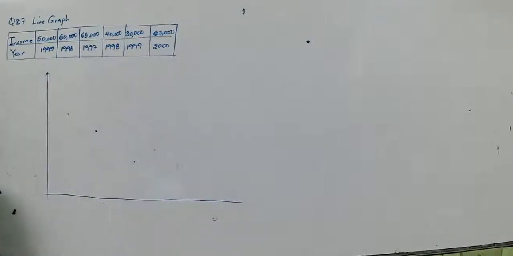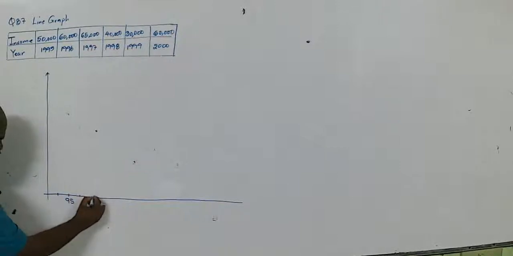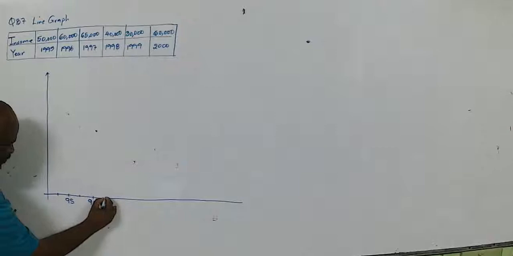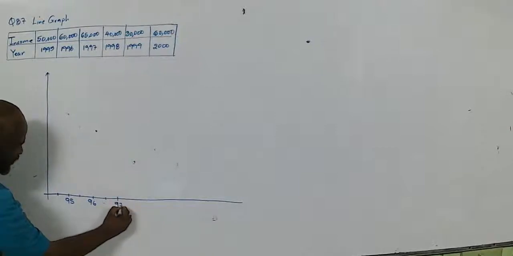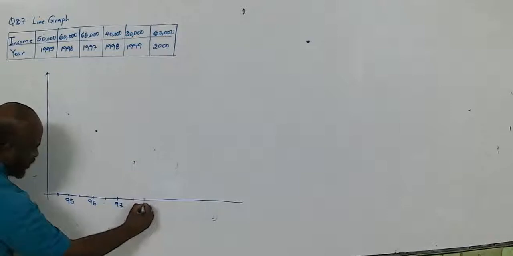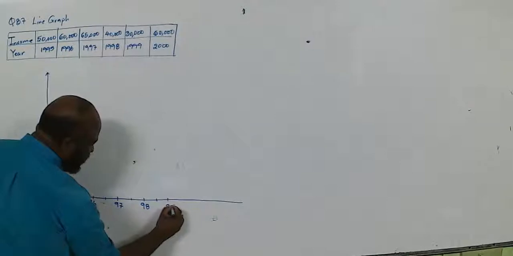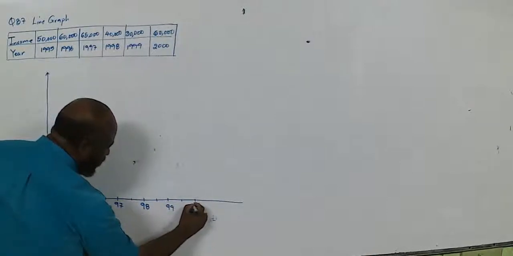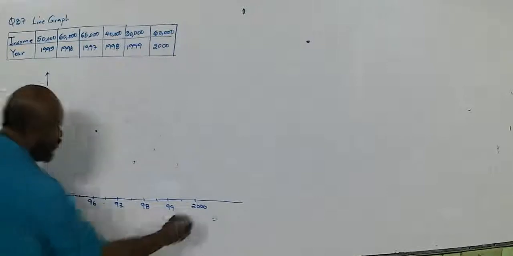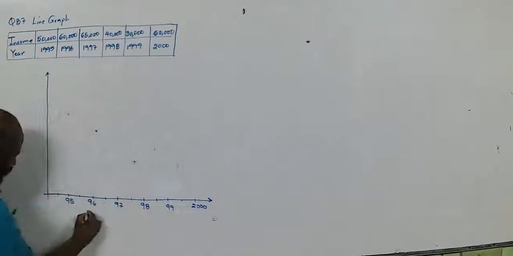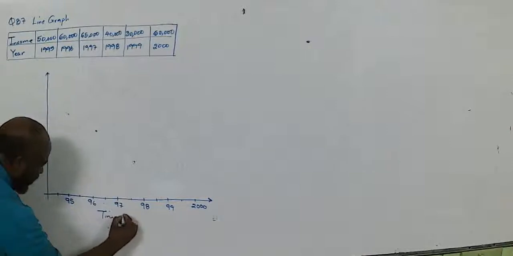Alright? The horizontal axis is time, and it's 2 centimeters to 1 year. So 1 centimeter, 2 centimeters, 1995. 1 centimeter, 2 centimeters, 96. 97. 98. 99. And then the year 2000. So down here says what? Time. And time is in what? Years.